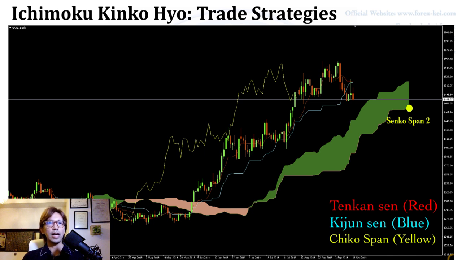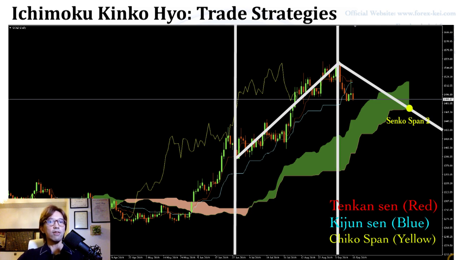First, I will draw a line like this to the highest. And then with the same angle, I draw another descending line like this and I connect the Chiko Span 2. Alright, so how is the current price momentum? It's going down sharply, right?